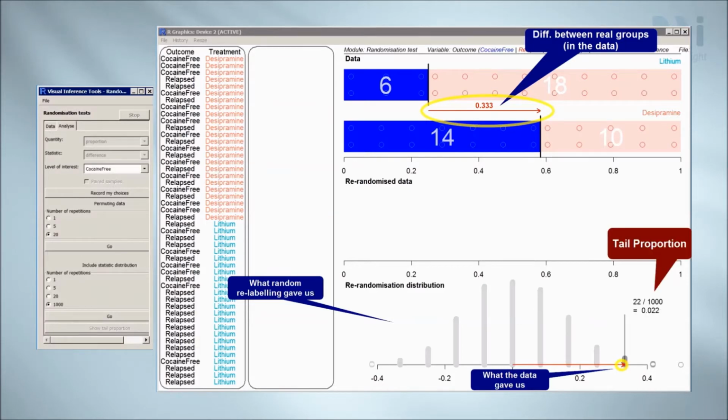It's very close to the edge. The tail proportion is 22 out of 1,000, which is about 1 in 50. It's rare for the luck of the randomisation draw to deliver differences this big. I'm happy to conclude that I've quite good evidence that there's a real difference and that these people were more likely to remain cocaine-free under the dizipramine treatment than they would have been under the lithium treatment.